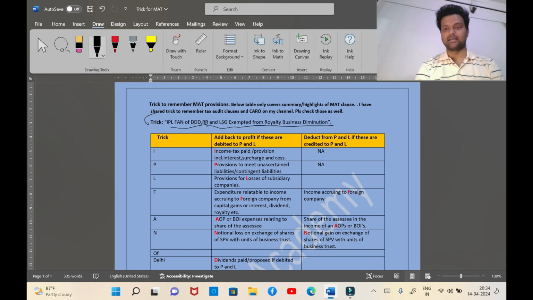So what is the meaning? IPL means our IPL, and fan. We are all fans of DDD. DDD means Delhi Daredevils, and now it is Delhi Capitals. Earlier it was Delhi Daredevils, right? RR is Rajasthan Royals, and LSG is Lucknow Super Giants. They are exempted from what? Royalty, business, diminution. Don't try to get logic out of this sentence. There is no logic to it. I made it only for your memory.